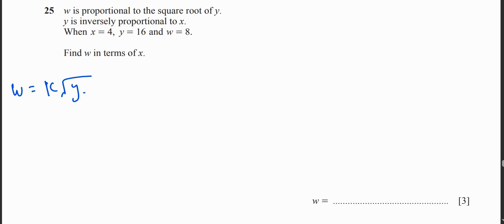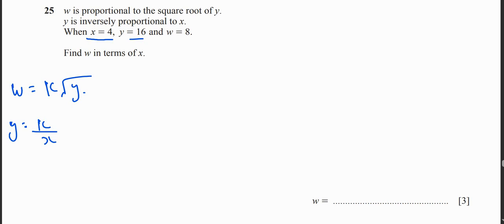Alright, so I hope you get it. Then they have given you the values, X is equal to 4, Y is equal to 16. You need to now find K. And before that it says Y is inversely proportional to X, which means Y is equal to K upon X.